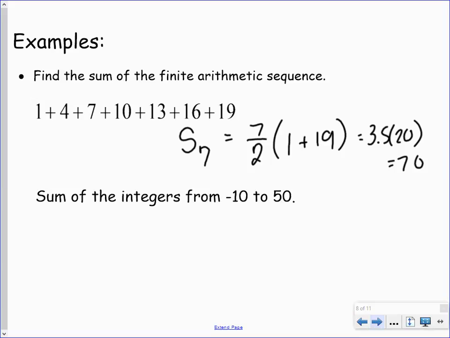Okay. Here's another example. Do the sum of the integers from negative 10 to 50. Okay. Probably the hardest part about this question is figuring out the number of terms that we're adding, right? So for right now, I'm just going to say n. And what's nice about this is, do I know my first term? Do I know my last term? How many numbers are there? 60. 60 numbers?